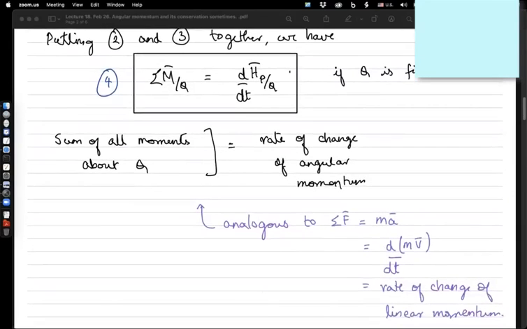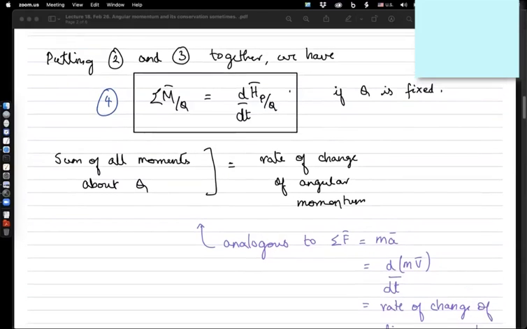It's kind of analogous to sum of all forces equals ma, because moment is kind of a force, except it's an angular thing. And on the right-hand side, ma is basically d/dt of mv. So the left-hand side is the sum of all forces, and the right-hand side is the rate of change of linear momentum. This is the angular version of that. Sum of all moments about some fixed point Q equals rate of change of angular momentum about that point Q, okay?